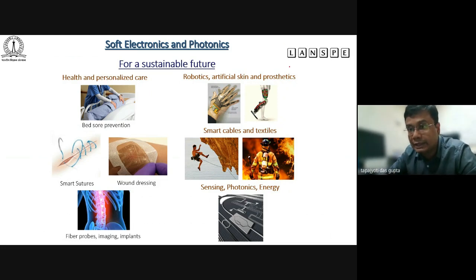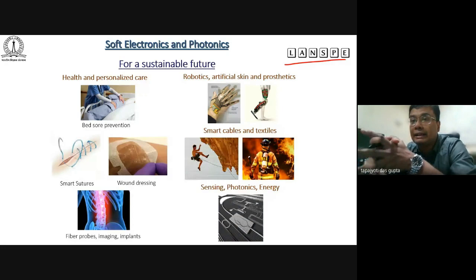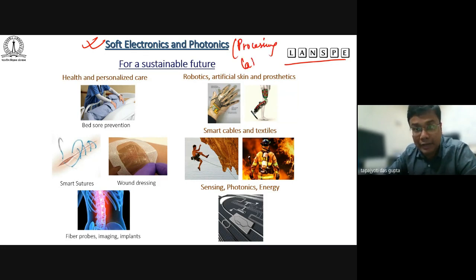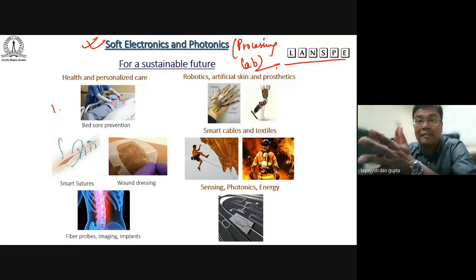This is our logo here, LANS, which is the lab here. The full form is Laboratory of Advanced Nanostructures for Photonics and Electronics. The main idea of our research work is to work on this main topic, soft electronics and photonics. We are mainly a processing lab, but we do fundamental science. And why do we need soft photonics and electronics for a sustainable future? Think about, for example, health and personalized care, like bed or prevention, where you cannot think about using a rigid sensor, right?